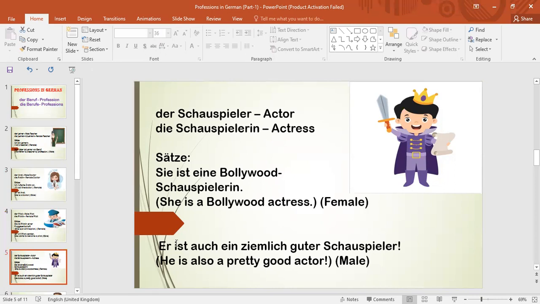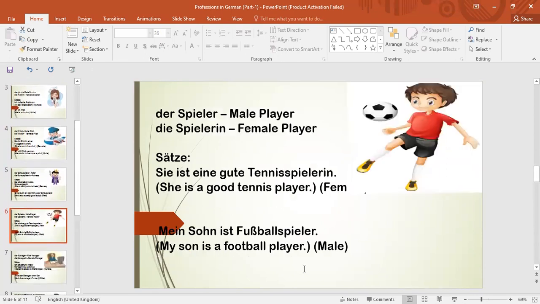And next sentence we have, Er ist auch ein ziemlich guter Schauspieler. Then he is also a pretty good actor. Okay, move to the next one.